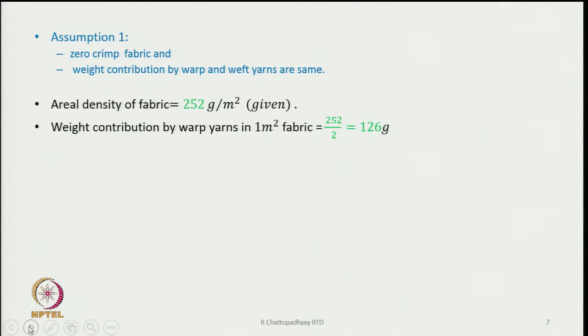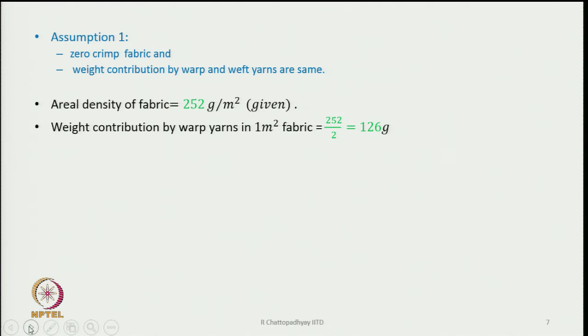So, first assumption is, let us assume the zero crimp fabric, that the fabric has no crimp, which is practically not possible, but to start with we will make the assumption that it is a zero crimp fabric. So, weight contribution by warp and weft will be the same, provided the counts are the same.